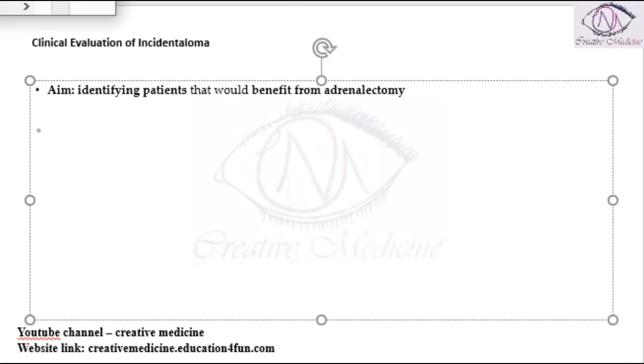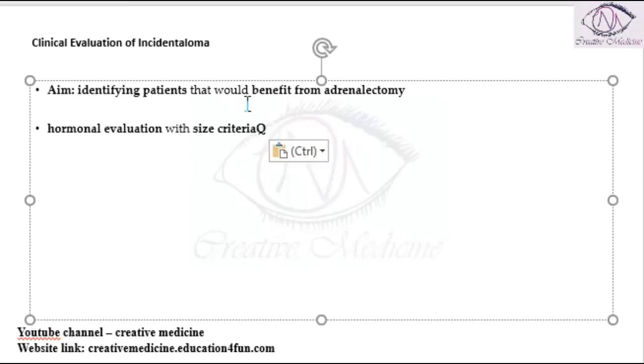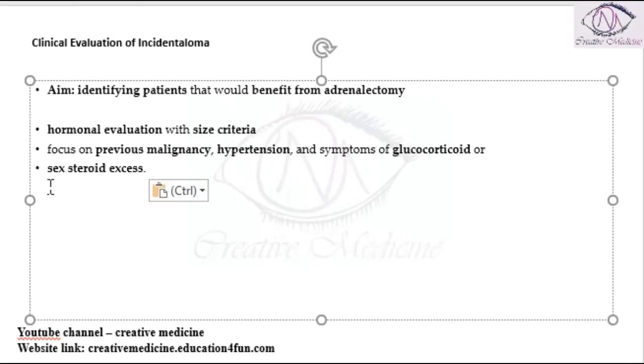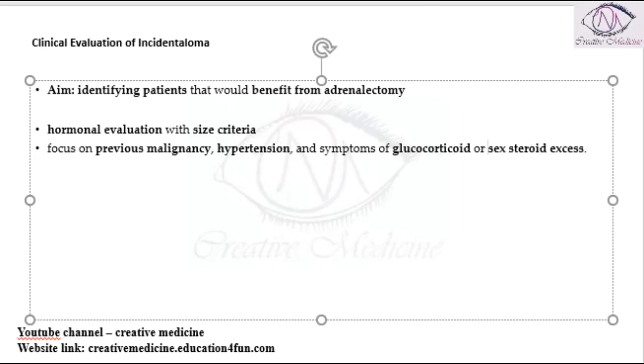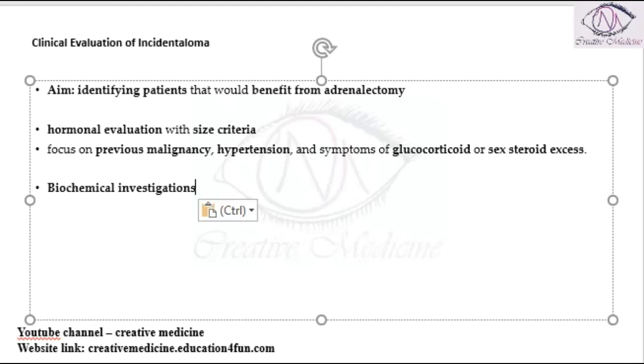So the workup of this incidentaloma is done by hormonal evaluation along with the size criteria. You will have to evaluate the hormones and you will have to even evaluate the size of the malignancy. Okay, so you will have to focus on whether the patient has any previous history of malignancy or not, whether the patient has any hypertension, or whether the patient has any symptoms of glucocorticoid or sex steroid excess. So all these should be considered. Then biochemical investigations should also be done.